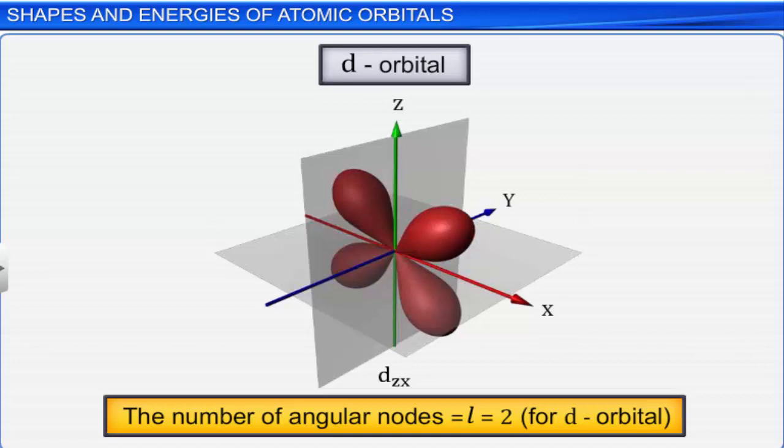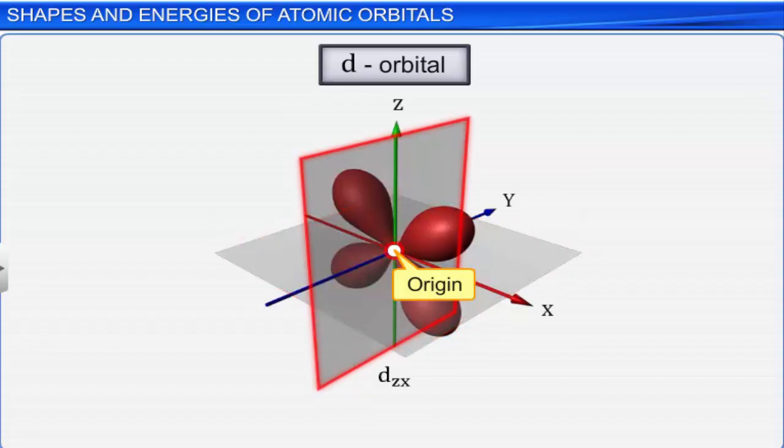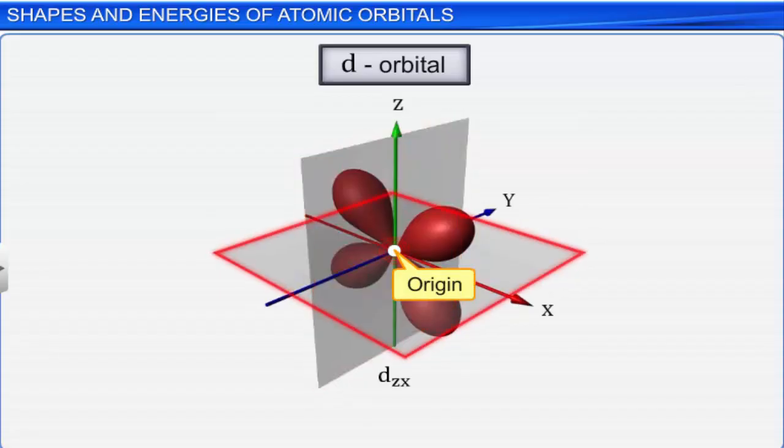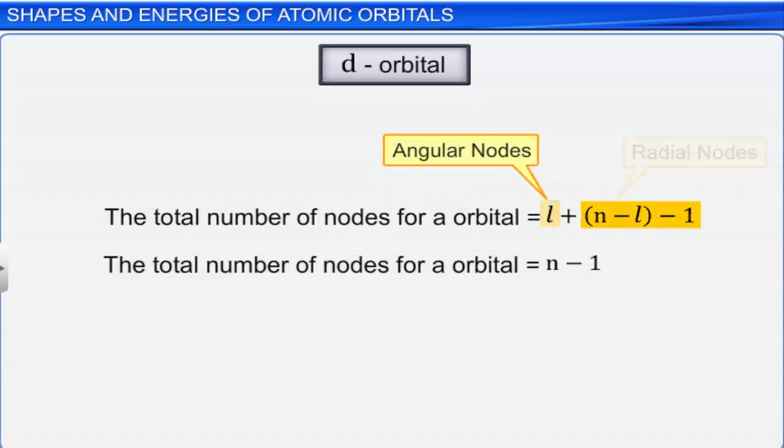For example, for dxz orbital, there are 2 nodal planes passing through the origin and bisecting the xz plane containing the y-axis. Note that the total number of nodes for an orbital is given by the expression n-1. The total number of nodes is equal to the sum of angular nodes given by l and radial nodes given by n-l-1 respectively.